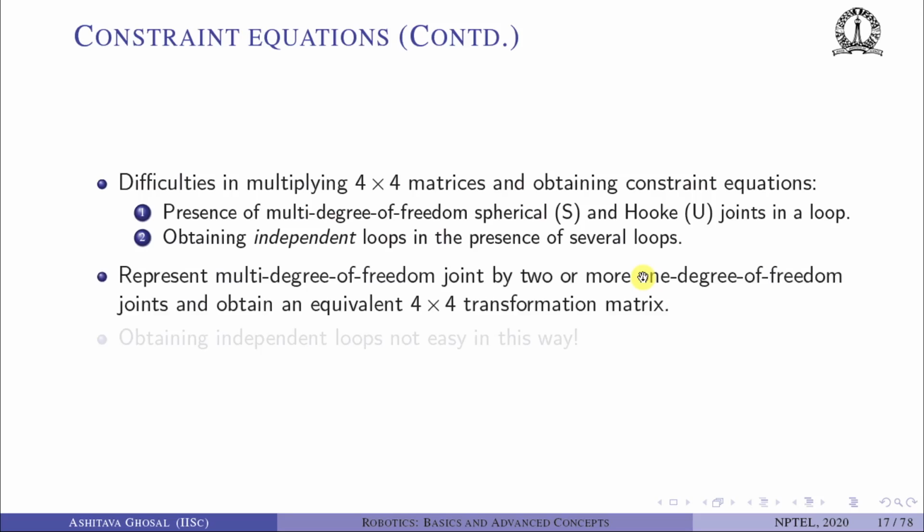So we can break it there and we show that this is the loop closure equation. To represent multi-degree of freedom joints by two or more 1 degree of freedom joints and obtain an equivalent transformation matrix is one way of solving this problem of S or U joint. However, to obtain the independent loops is not easy. Okay, there are no standard ways, or not very easy ways, to check which is an independent loop.